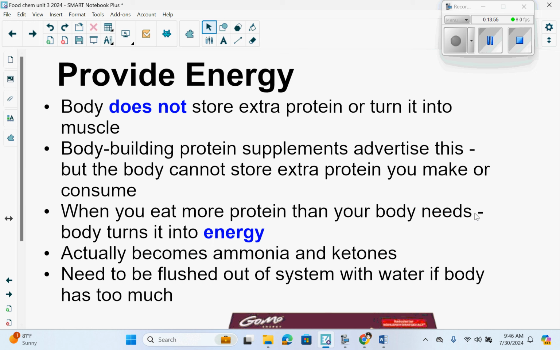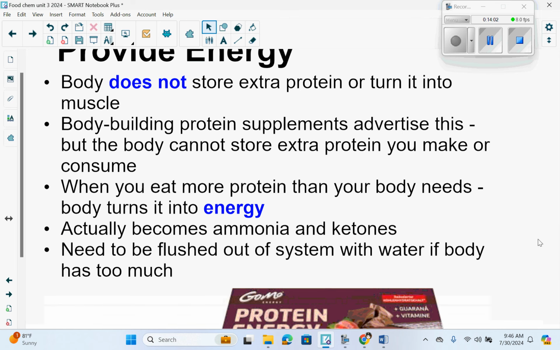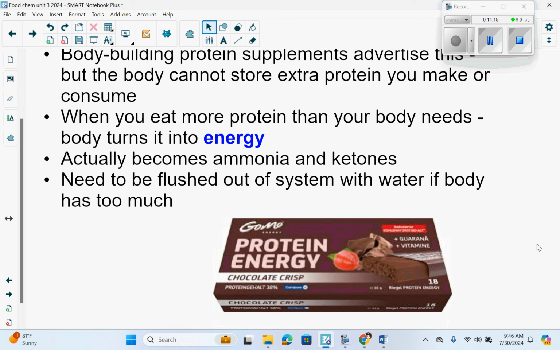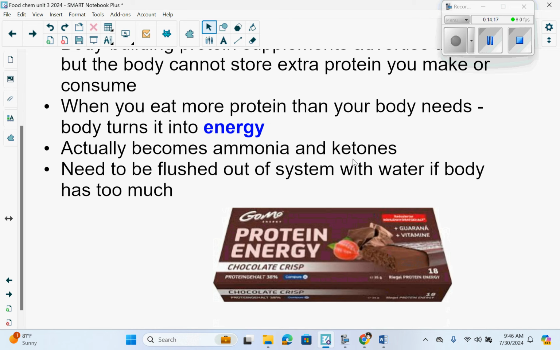They provide energy. The body does not store extra protein or turn it into muscle. Bodybuilding protein supplements advertise this, but the body cannot store extra protein you make or consume. When you eat more protein than your body needs, the body turns it into energy. It actually becomes ammonia and ketones, and these need to be flushed out of the system with water if the body has too much.